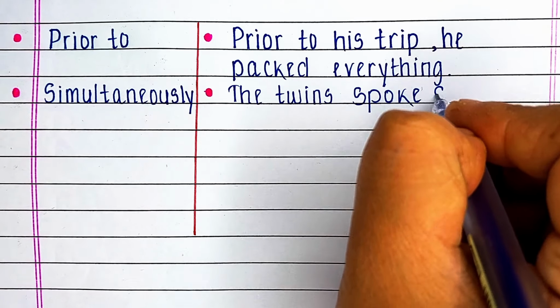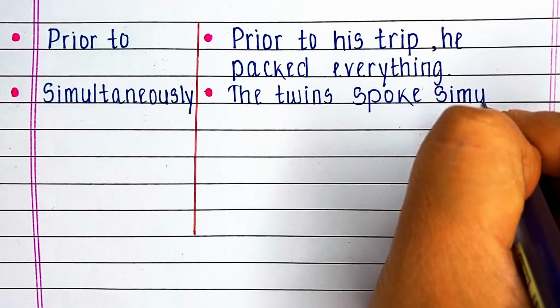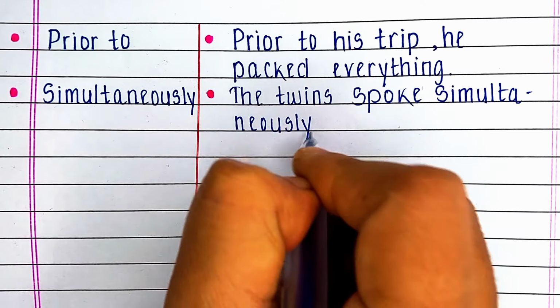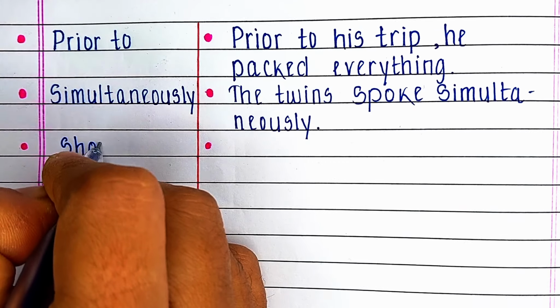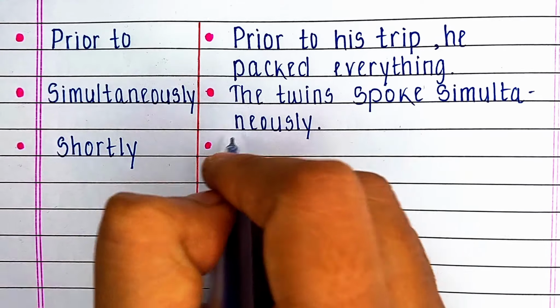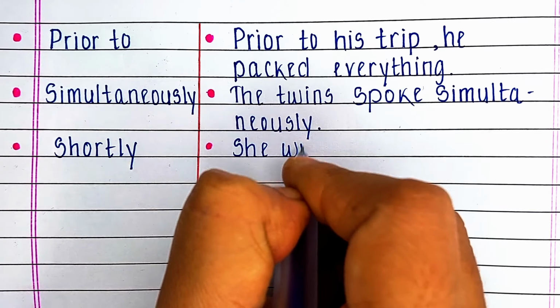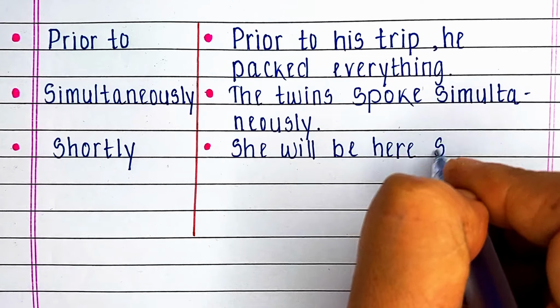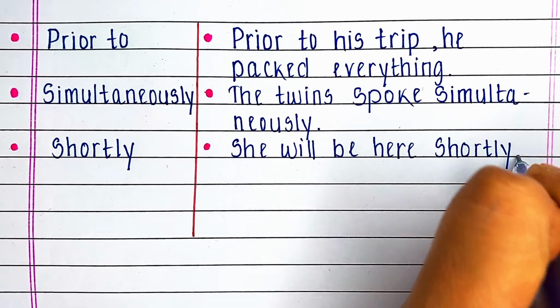Next word is simultaneously. Example, the twins spoke simultaneously. Next word is shortly. Example, she will be here shortly.